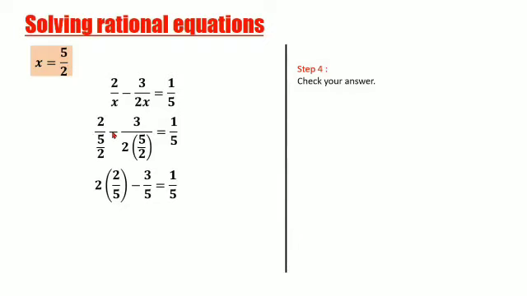Continuing, we have minus. We have this denominator, we can see that 2 here can be eliminated, leaving 3 over 5 is equal to 1/5. Simplifying further, we will have 2 times 2 is 4 over 5 minus 3 over 5 is equal to 1/5. And finally, we get 1/5 is equal to 1/5. Now that we have checked that both sides are equal, then we can say that x is equal to 5 halves is a solution of our rational equation here.